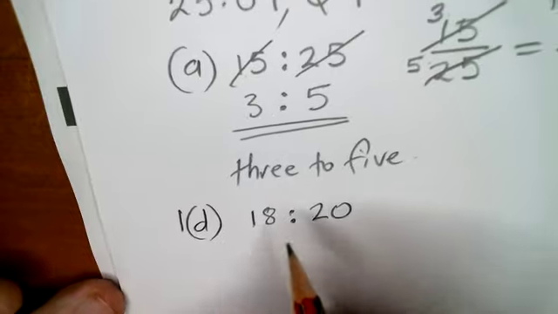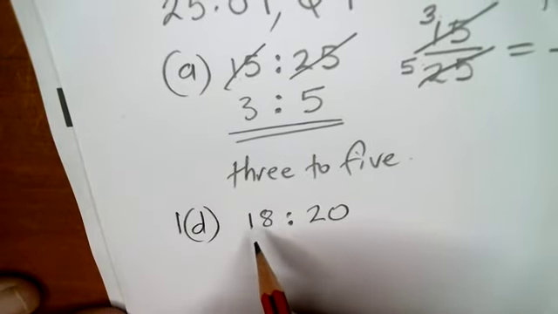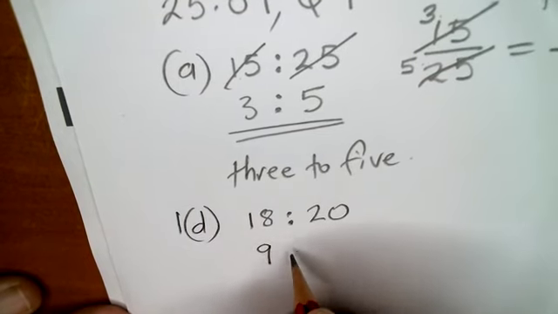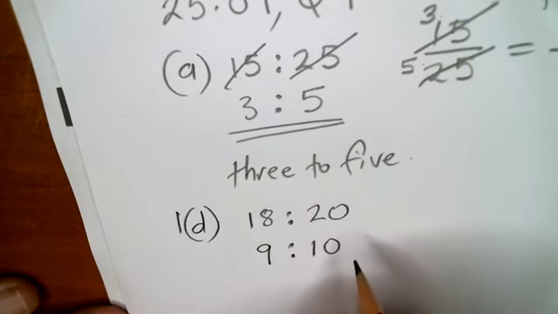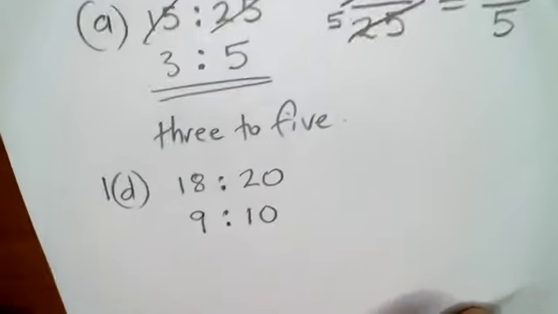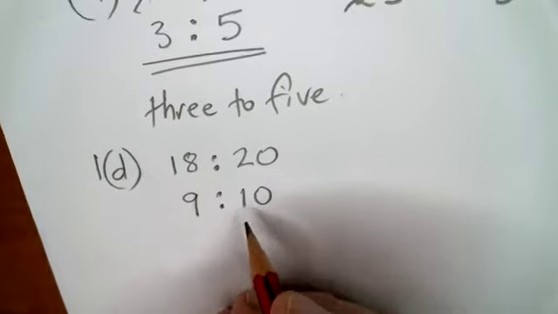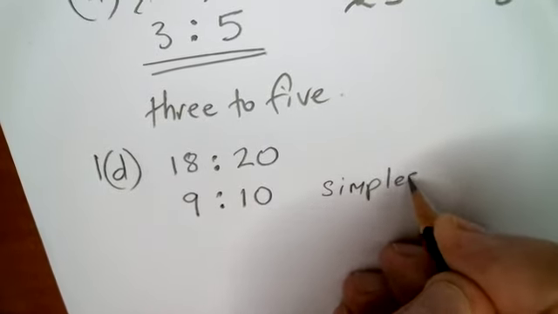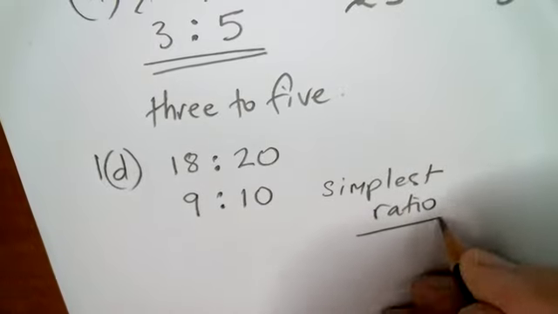All right. What's common to 18 and 20? Well, 2's common. So if I divided 18 by 2, I would get 9. In other words, half of 18 is 9. Half of 20 is 10. And provided we use the highest common factor of the two, we will always end up with the simplest ratio. And what we're wanting is the simplest ratio. That's our job here.